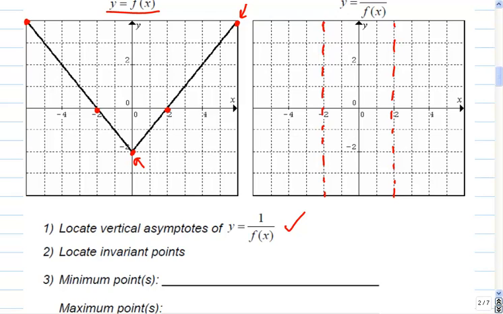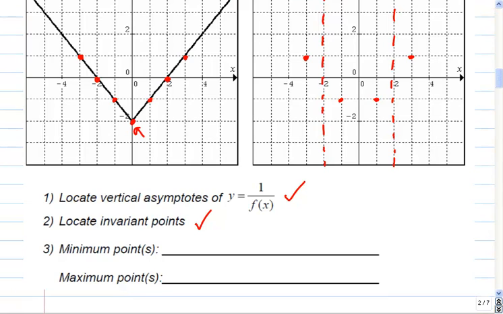Okay, so Tom's mentioning this one here. And can you pick one more? +3, 1. Yeah, +3, 1 is also one. So we'll put them on the graph here. -3, 1. +3, 1. The other two are right here, at -1. Okay, so all the invariant points are done, steps 1 and 2.